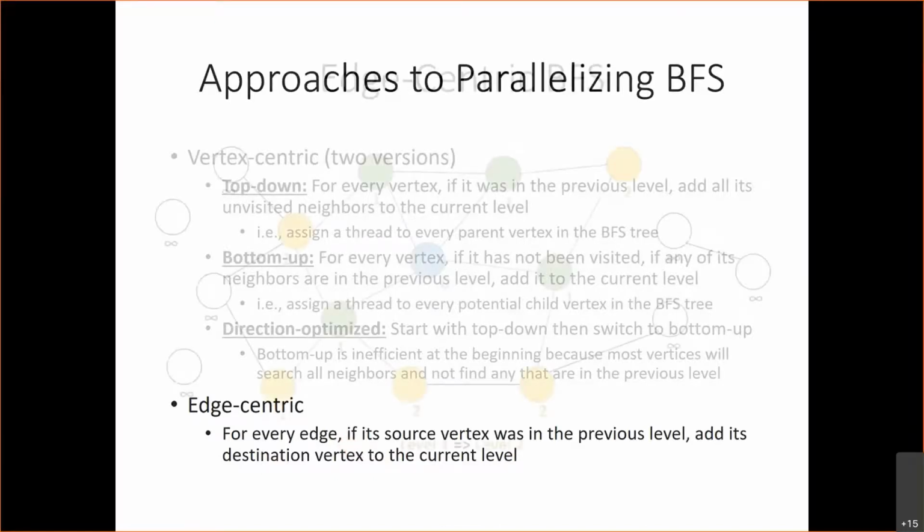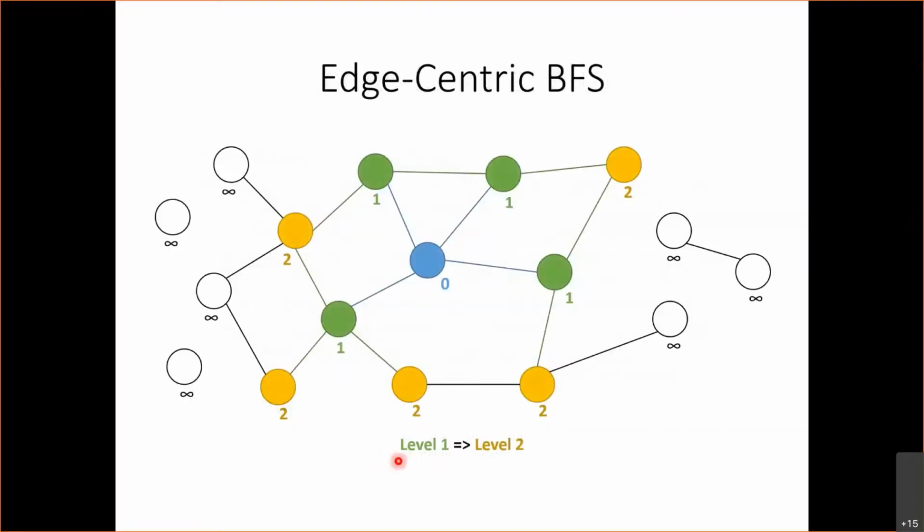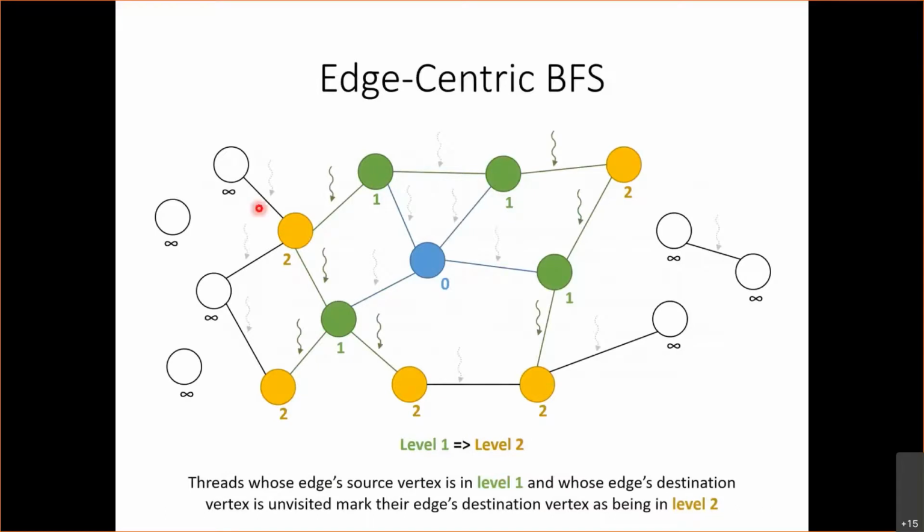So in other words, here when level 1 is my previous level and level 2 is my current level, what I'm going to do is assign a thread to every edge in the graph, and the threads that are going to do the main work are the threads that are assigned to an edge whose source vertex is in the previous level, and whose destination vertex has not been visited.